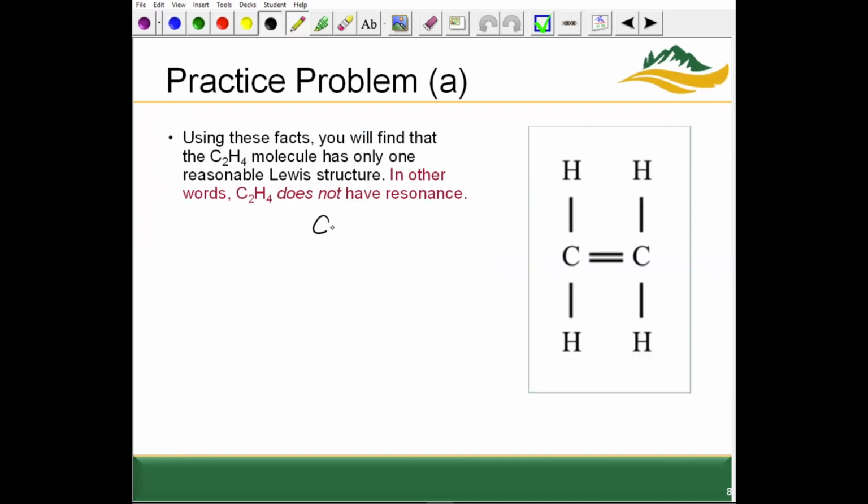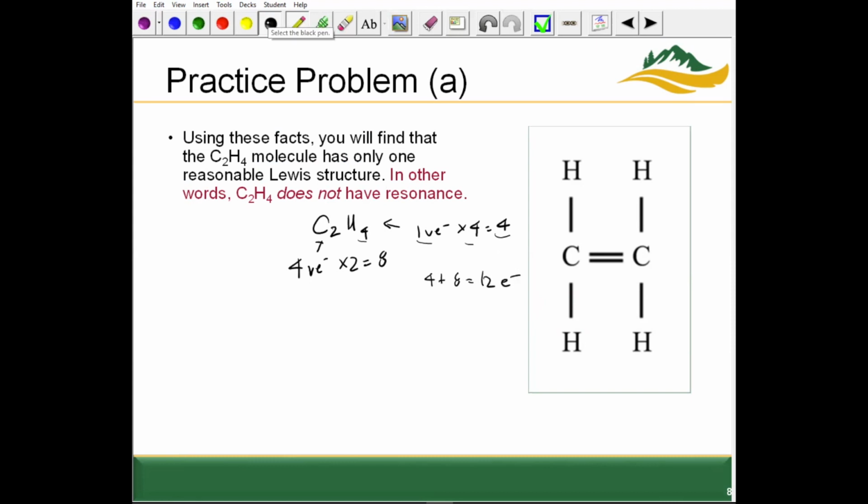And so let's draw the Lewis dot structure for C2H4. One first step we should do is count the number of valence electrons in each atom. Carbon has 4 valence electrons, times 2 is 8. Hydrogen has 1 valence electron, times 4 hydrogens, that's 4. 4 plus 8, we have 12 electrons to work with.